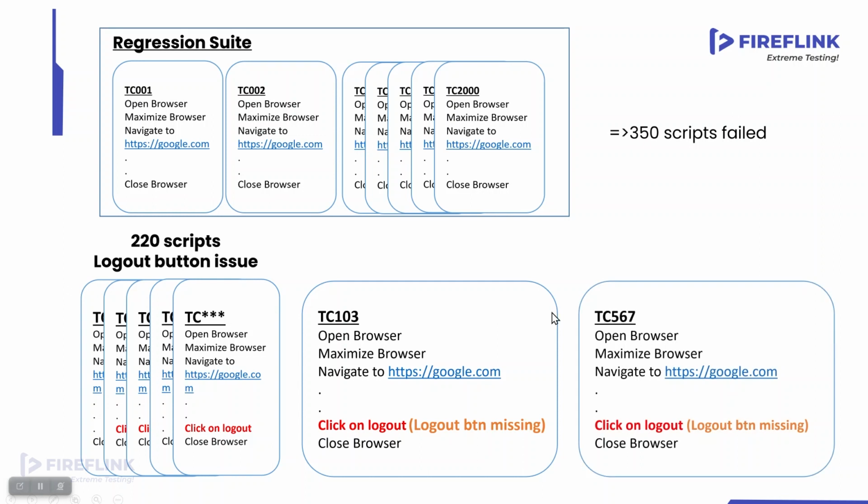Once I tag this, I will go for the next failure. Say for example, script number 567. When I see this script, the same step and the same tag will reflect. Why is the same tag reflecting here? Because this script is also failing due to the logout button missing. If I go to this 567 script and see this tag, what do I understand? I understand that this particular failure is already tagged. So will I work on the same failure? Will I go and debug the click on logout button?